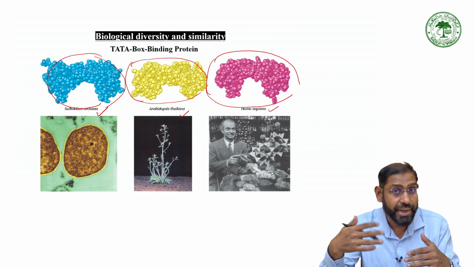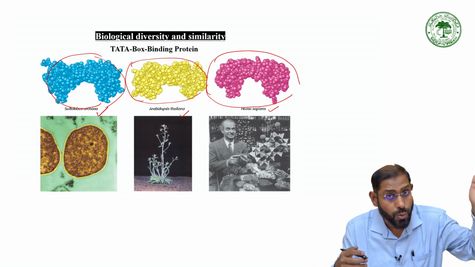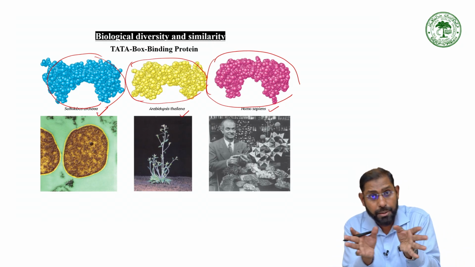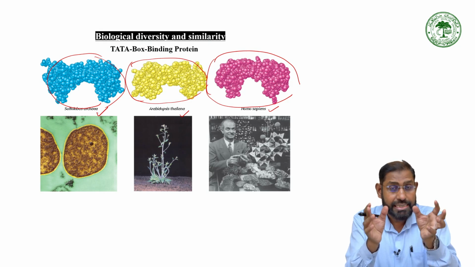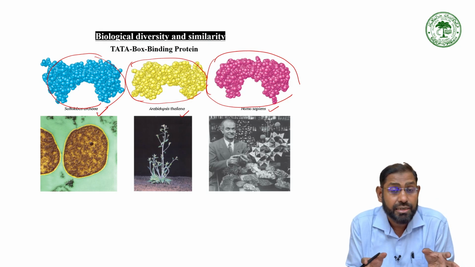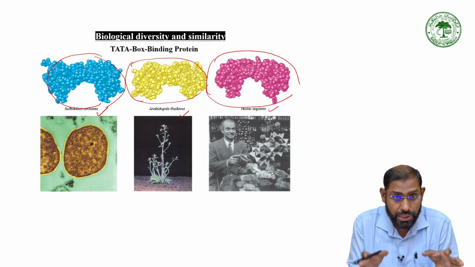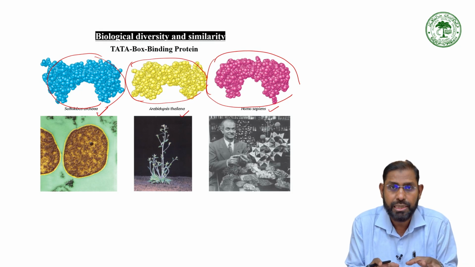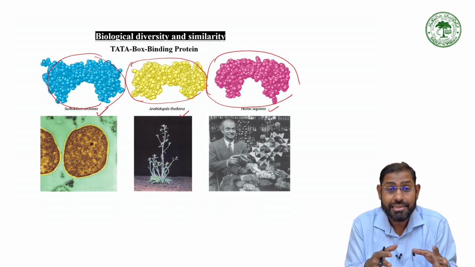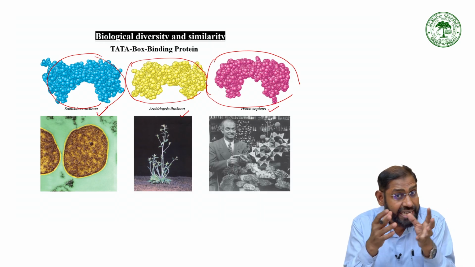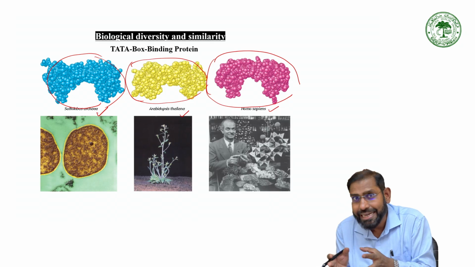We have phenotypically different organisms, looking very old or newly evolved, but the functionality of the molecules at the molecular and cellular levels is very similar, and that's why molecules like TATA box binding proteins or many other proteins are very similar. This is the reason we can say we have biological diversity and also similarity at the molecular level.